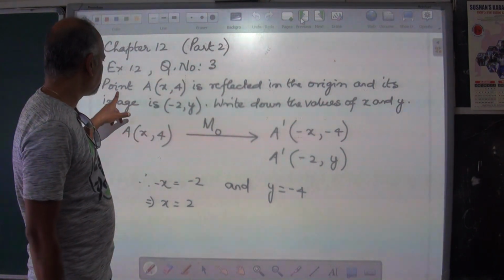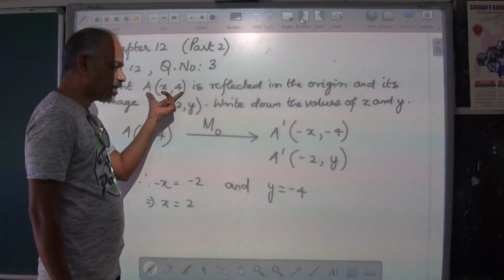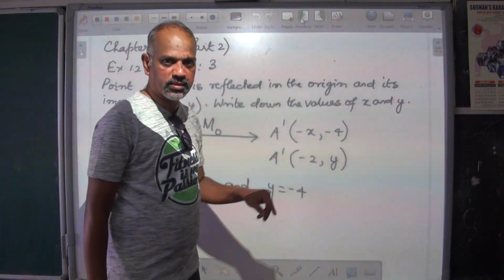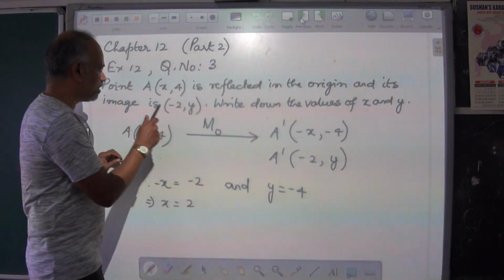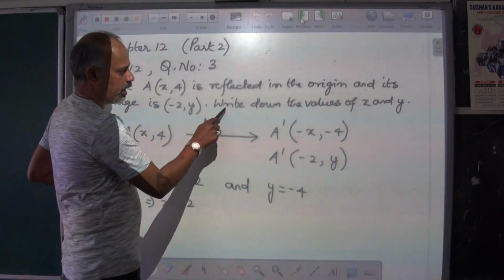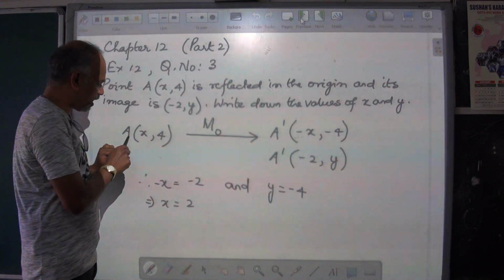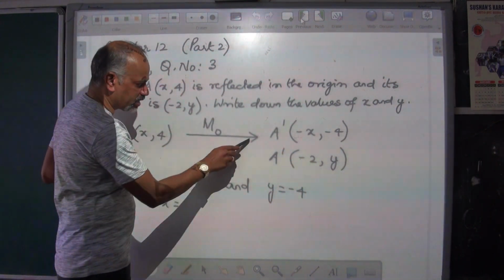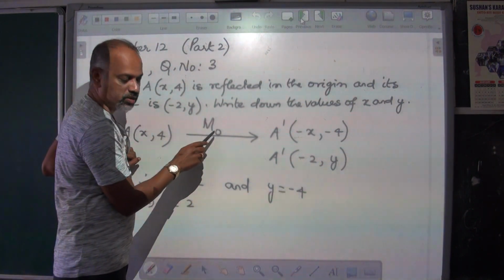Okay. It says point A, whose coordinates are (x, 4). So we have to start with point A, which is reflected in the origin. This point is going to be reflected in the origin and you get an image which is (-2, y), and you have to find the values of x and y. So we will start with point A, reflected in the origin. So I put an arrow and written MO, which means mirror is the origin.